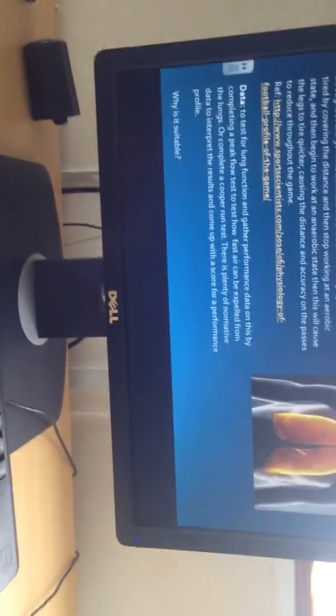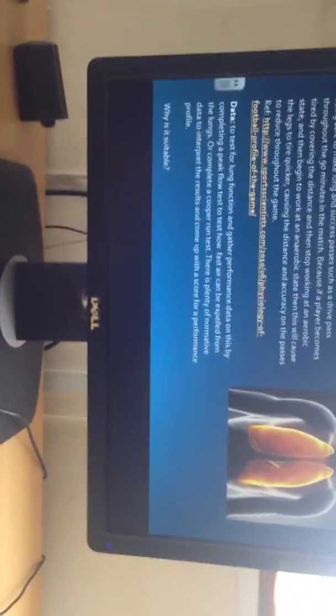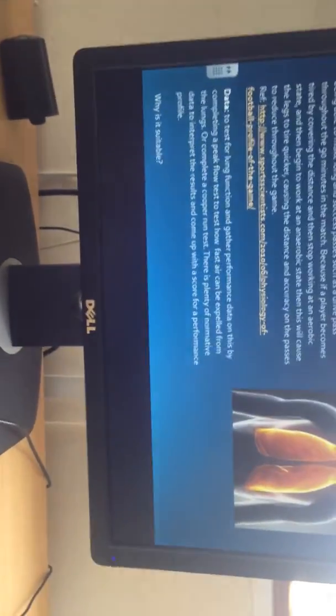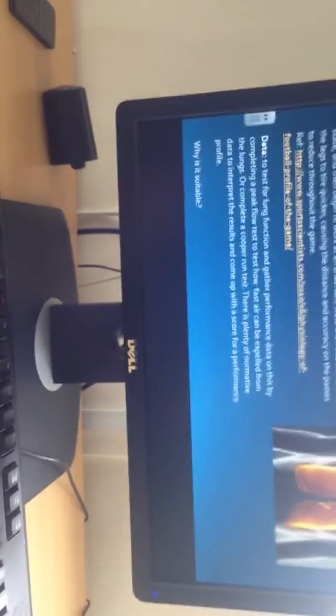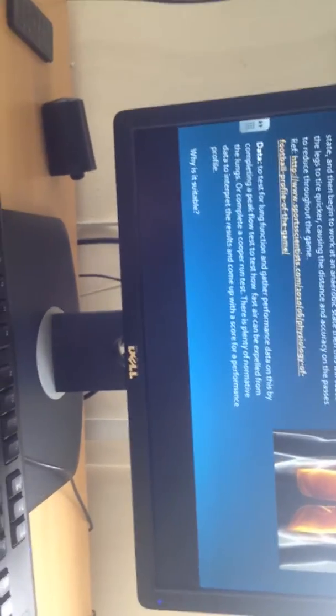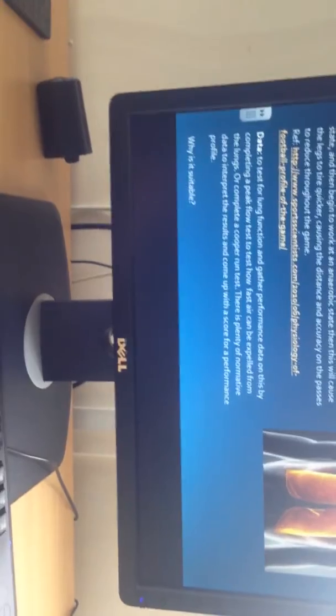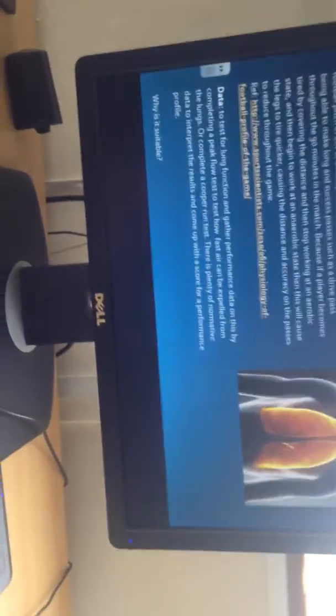That's why I think it's suitable, because they're all tests which are available. Spirometer we may have to look into a bit more, but the peak flow and the Cooper run test are all things that you can do straight away. They're all facilities that are available to us, and they're cheap tests to run. So if you're looking at somebody at participant level, then they are very useful to use, and as I said, plenty of normative data to interpret the results to come up with a score on the performance profile which would be suitable to them.